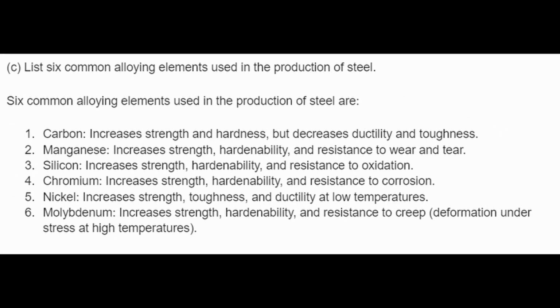List 6 common alloying elements used in the production of steel. Six common alloying elements used in the production of steel are: carbon increases strength and hardness, but decreases ductility and toughness. Manganese increases strength, hardenability, and resistance to wear and tear. Silicon increases strength, hardenability, and resistance to oxidation.